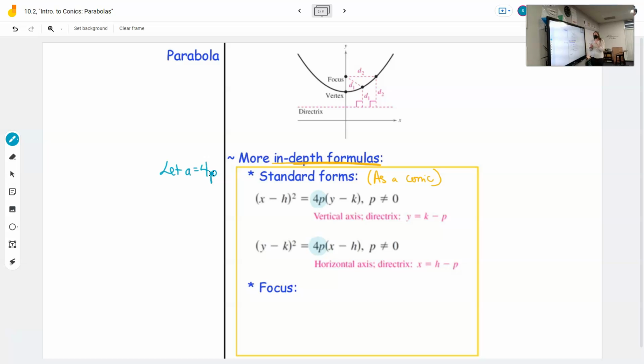except, do you guys see how the p is in this little formula for the directrix? And the p is also going to be in these little formulas for the focus as well. If I have a vertical axis or a horizontal axis, and we haven't even talked about that yet.